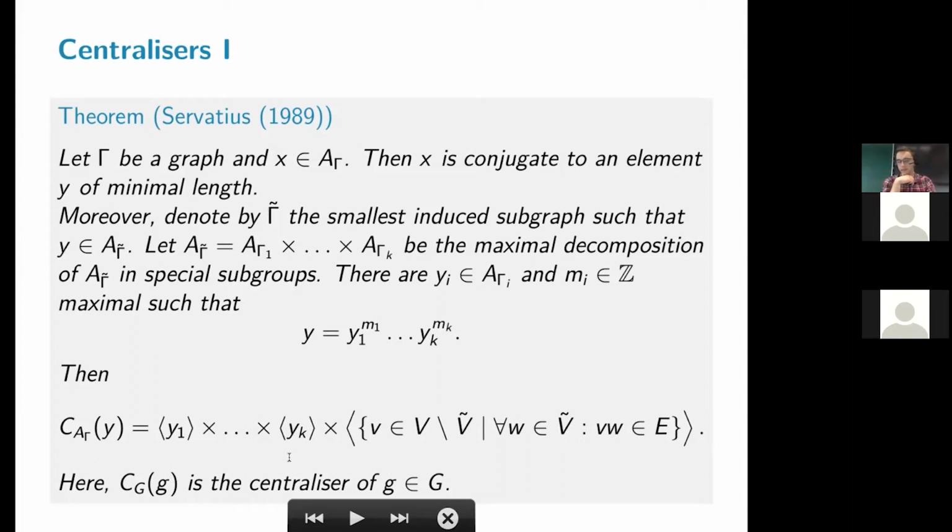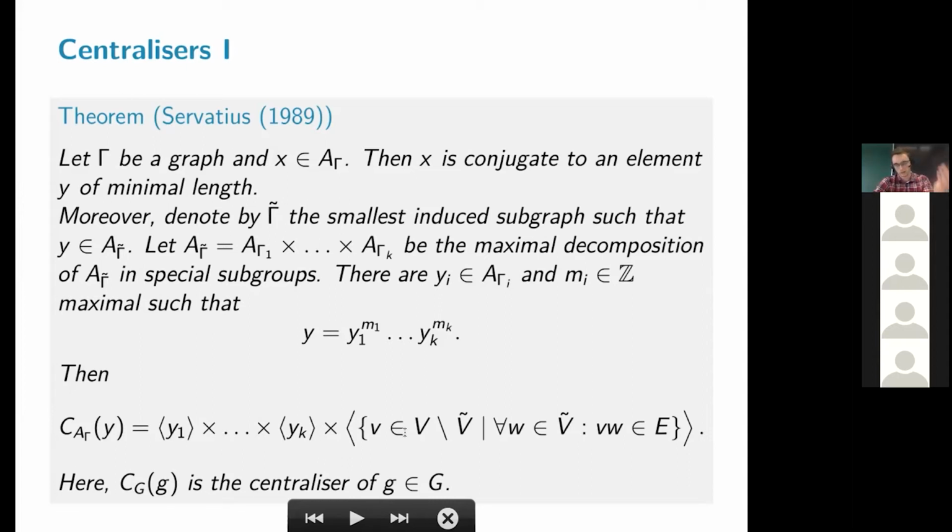So this clearly lies in the centralizer, and Servatius then also proved that these are the only elements of your group that commute with Y. So the centralizer of Y in A gamma is exactly equal to this subgroup.